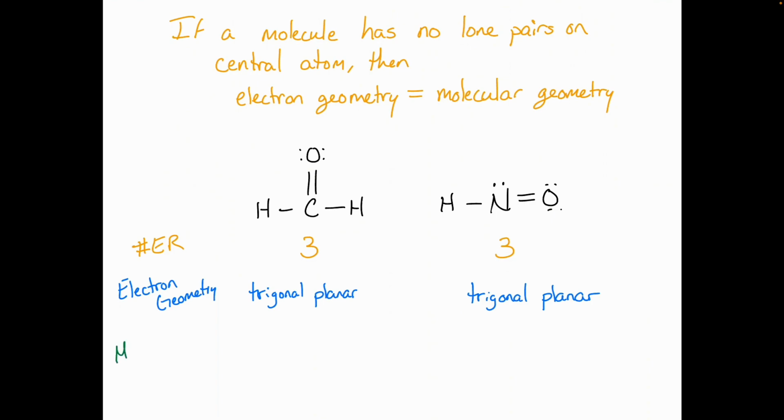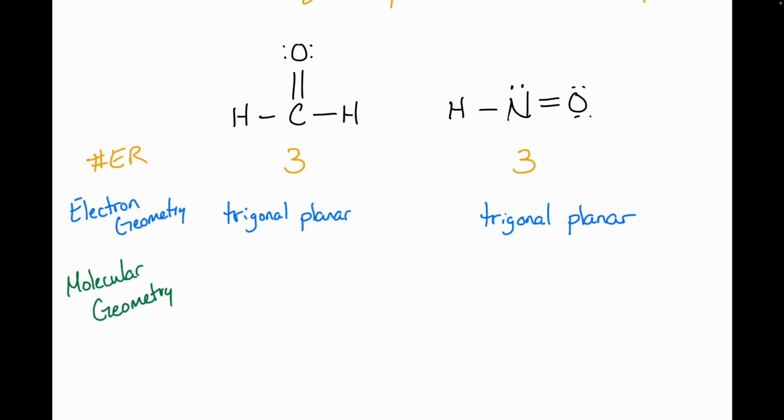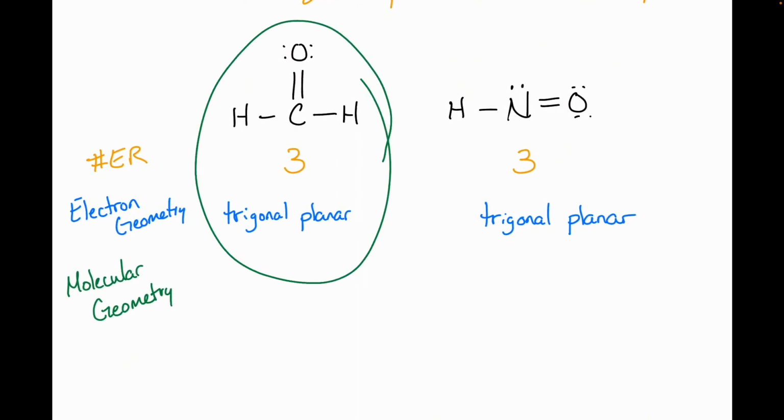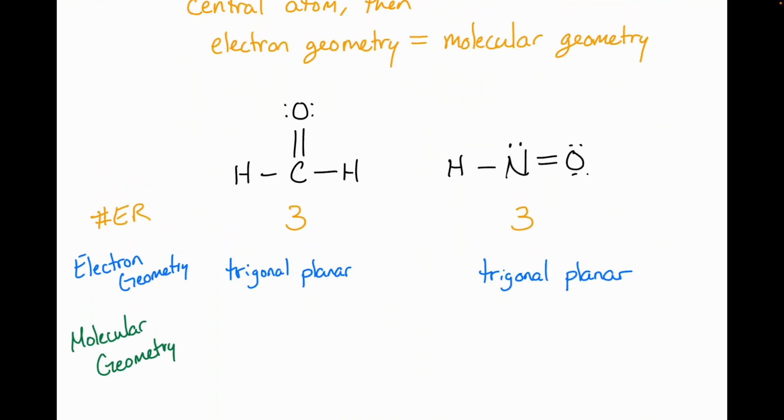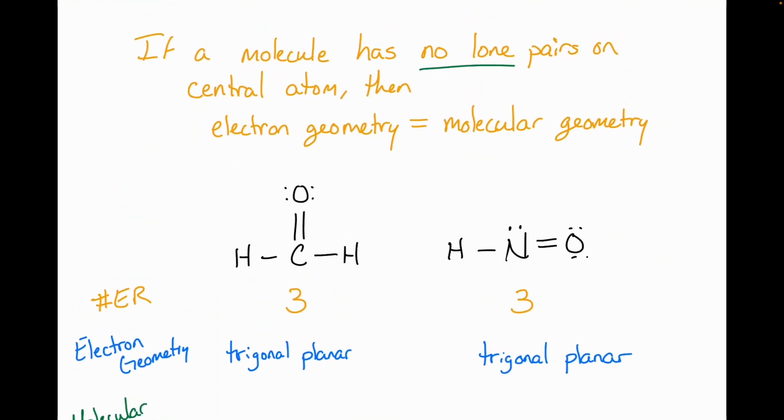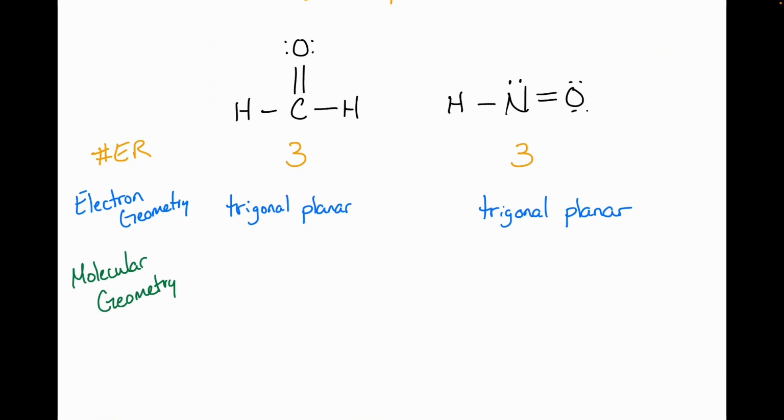But in terms of our molecular geometry, what's this one going to be for its molecular geometry? Also trigonal planar, because there are no lone pairs on that central atom. So the two geometries are just going to match. All right, but now this one does have a lone pair on that central atom. So the molecular geometry will not be trigonal planar. Its electron geometry is trigonal planar. That's the way those electrons are pointing in space.